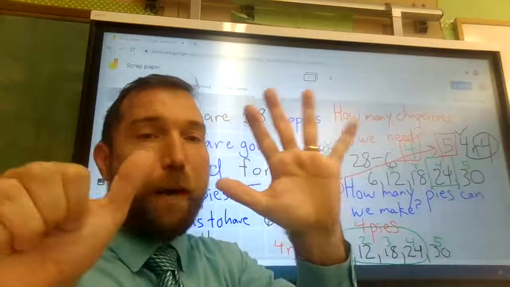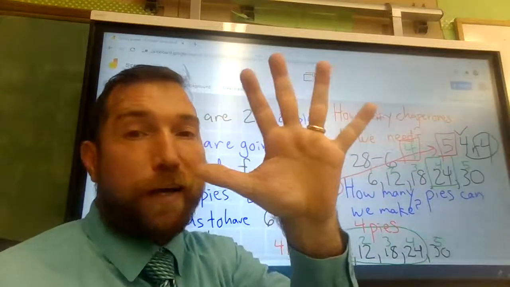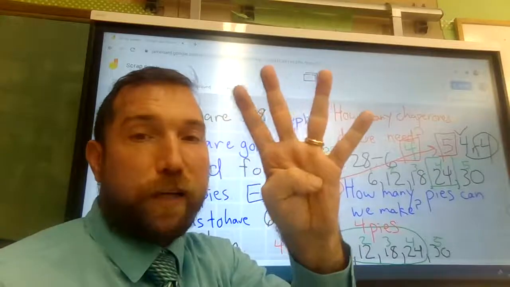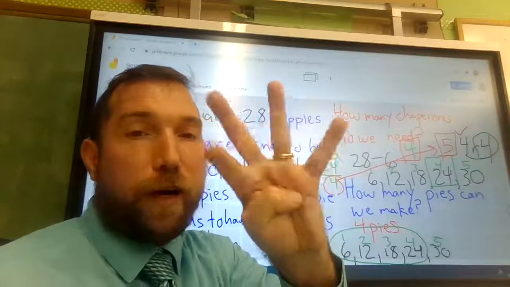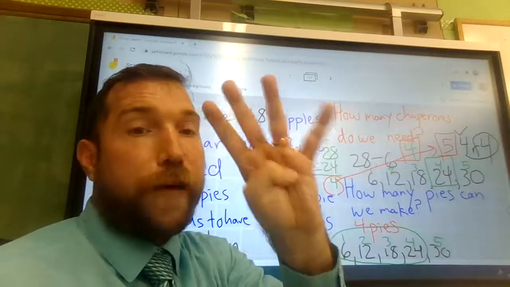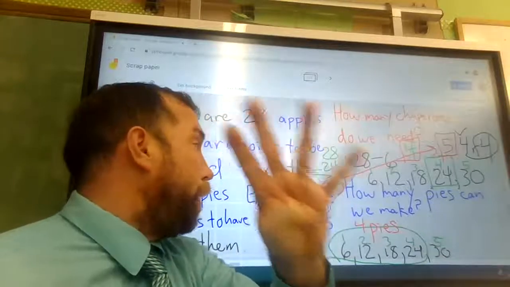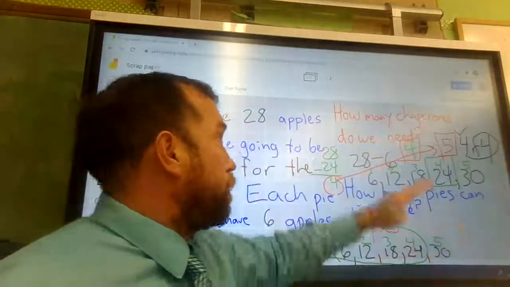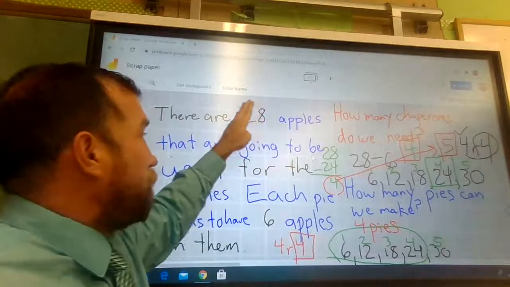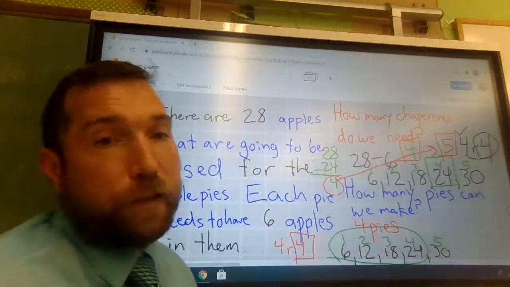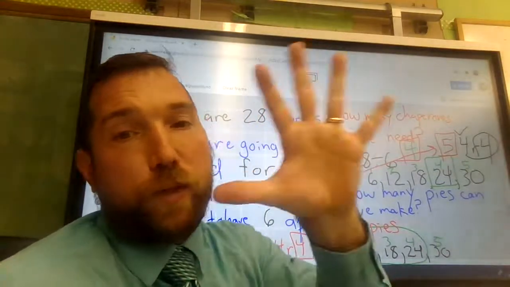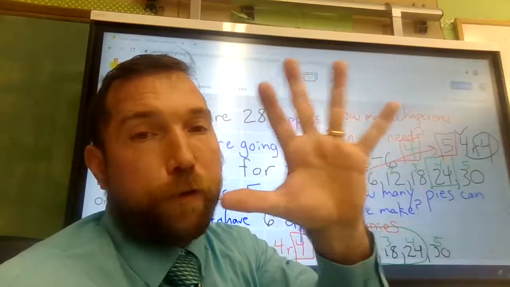If I need 6 apples to make that 5th pie, I don't have 6 apples. I only have 4. So I can only make 4 full apple pies. Okay, so that'd be the difference here. Even though it's the same exact question, both were really 28 divided by 6, in one of them the answer was we needed 5 chaperones.